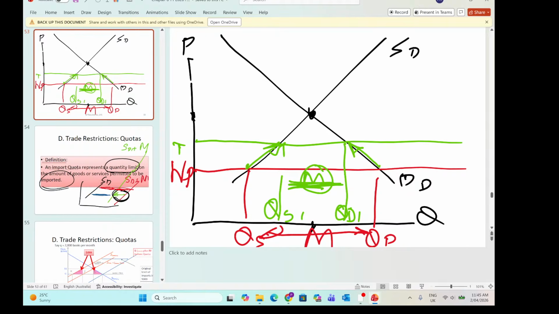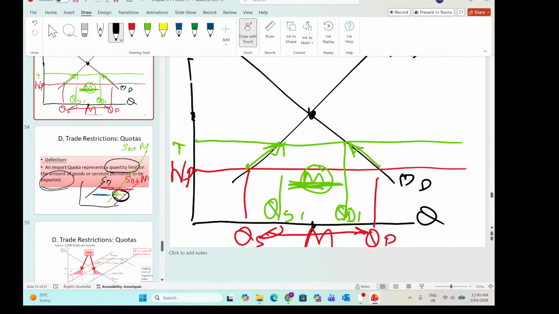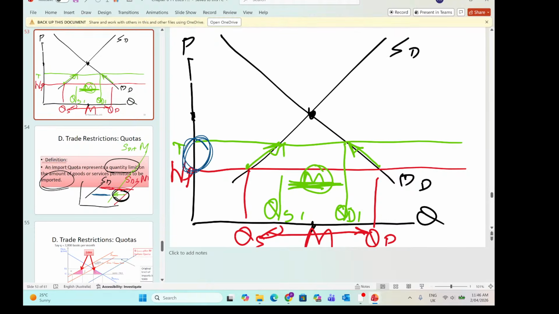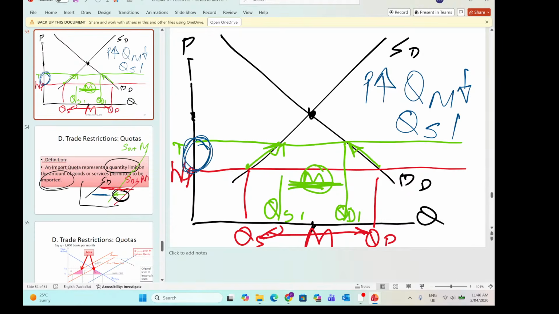So what has the tariff done? Let's summarize the effect of the tariff. First of all, what did the tariff do? I'm going to circle this in blue. What did the tariff do? It raised the price. So the tariff puts the price up. And what did it also do? It reduced the level of imports. And what else did it do? It increased the supply, the local quantity supplied. So that's a summary of the tariff.